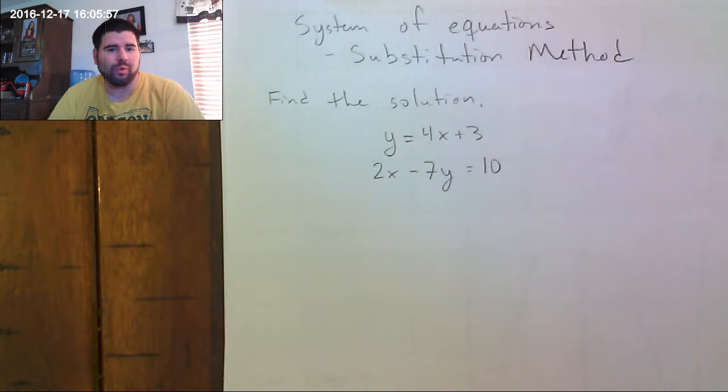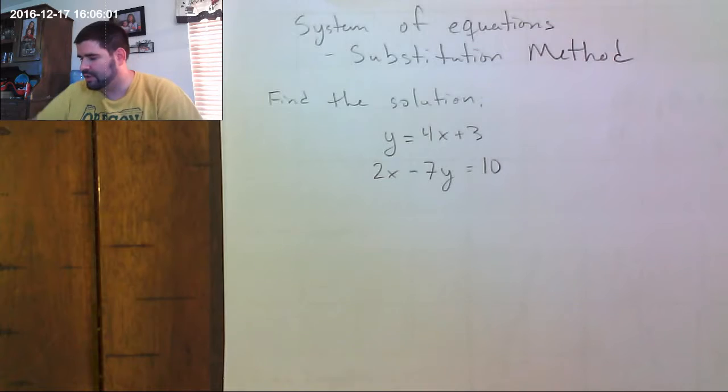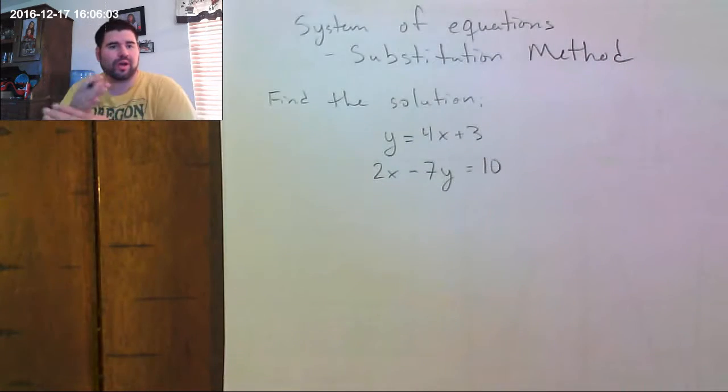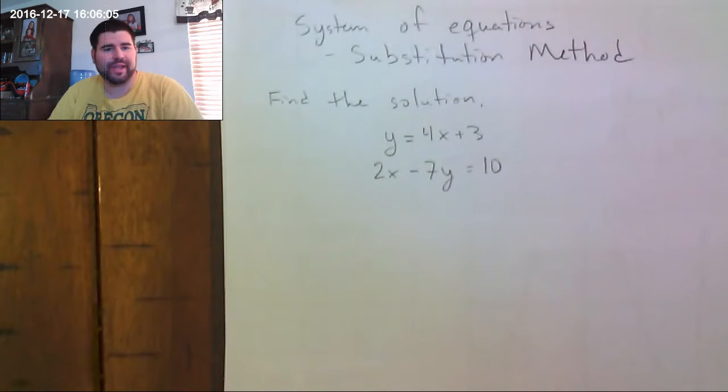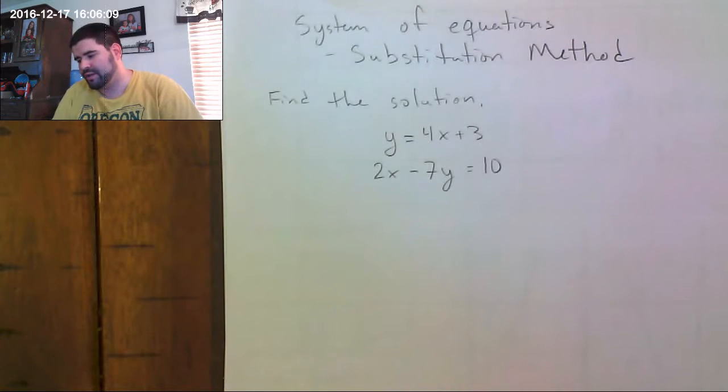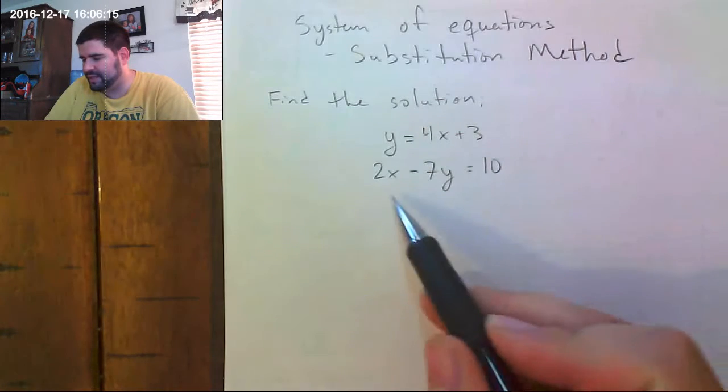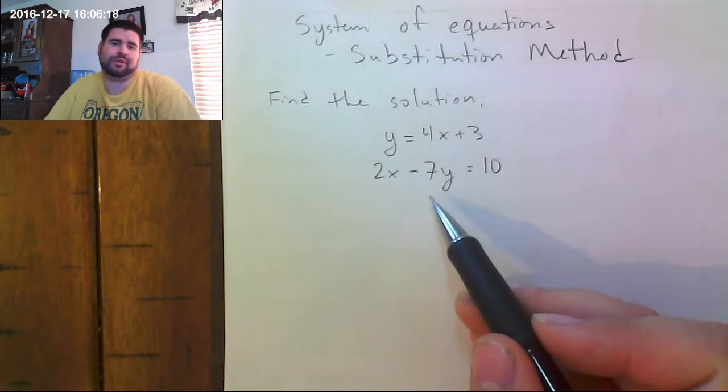Today we are going to talk about the substitution method with systems of equations. We're looking for the solution where these two equations cross, which gives us the answer that makes these two true. We're going to do two examples today. In this example, we have y already solved, and in this one we don't have anything solved.